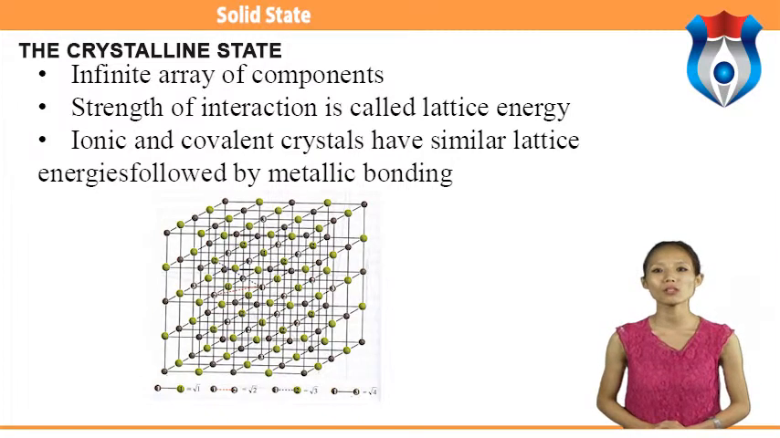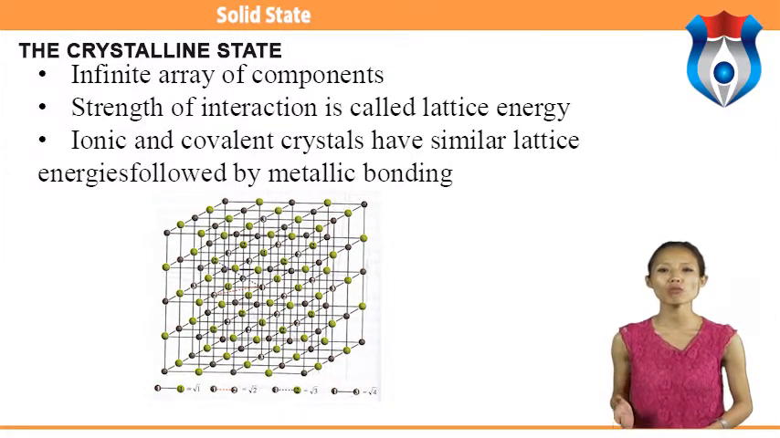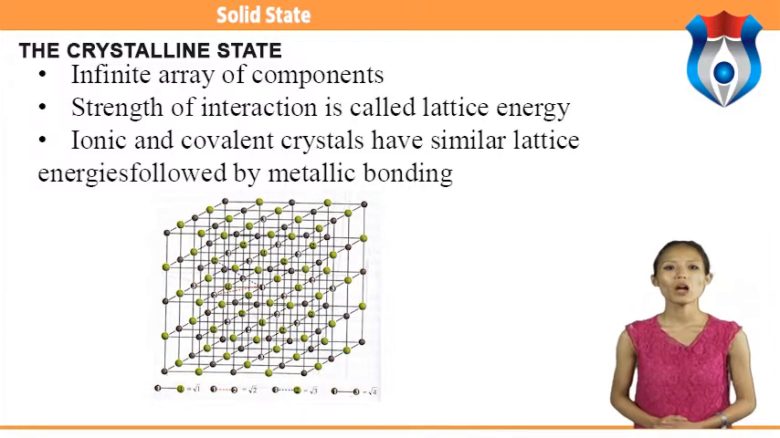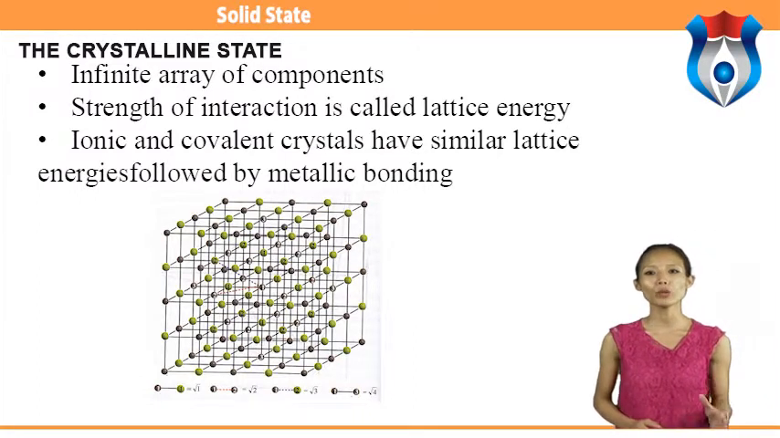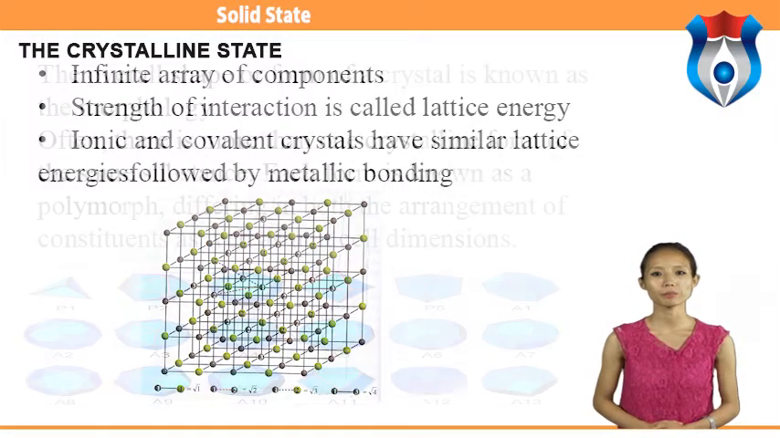Ionic and covalent crystals have similar lattice energies, followed by metallic bonding. By contrast, molecular crystals such as solid carbon dioxide are much more readily broken apart, a consequence of the weak van der Waals interactions existing between the discrete molecules that comprise the lattice.